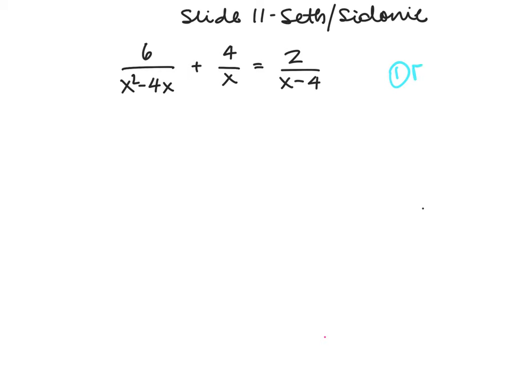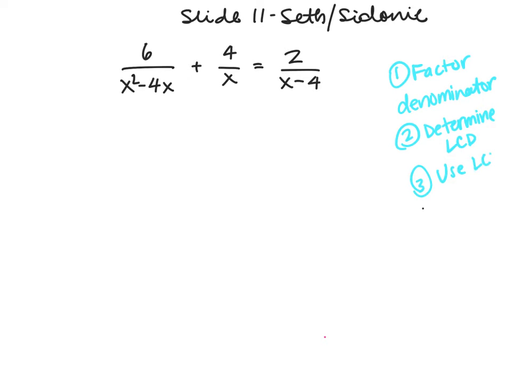To figure that out, first we have to factor our denominators because we have to know how to get that least common denominator. So the first step is to factor the denominators. Our second step is then to determine the least common denominator. And then we will use that to clear the denominators. I will show you how that is done.